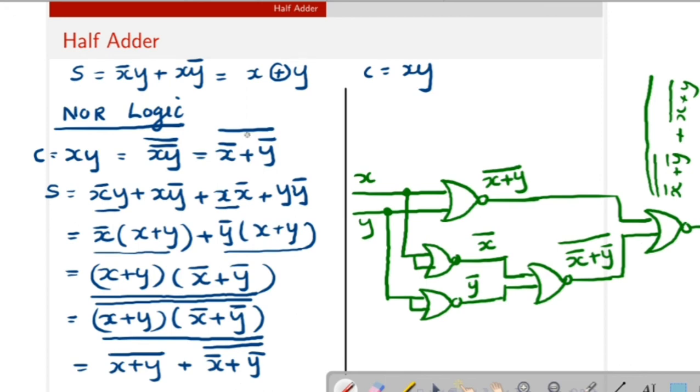Next we can take the carry, that is carry is x bar plus y bar whole bar. So here you have x bar plus y bar whole bar, so this one is the carry. So this is the sum and this one is the carry. This is how the half adder is designed, using basic gates and universal gates, that is NAND logic and NOR logic. Thank you for listening.